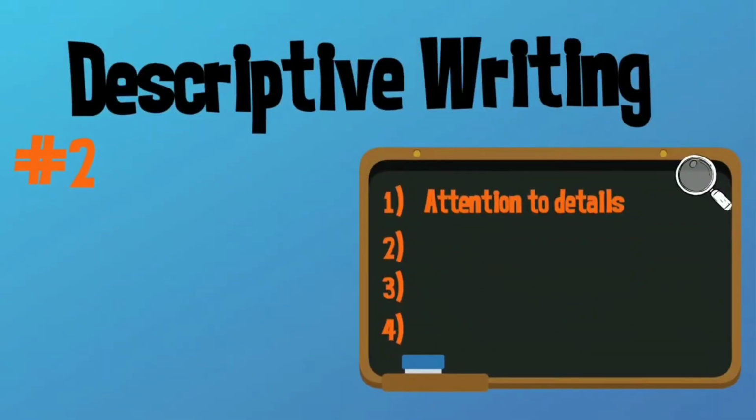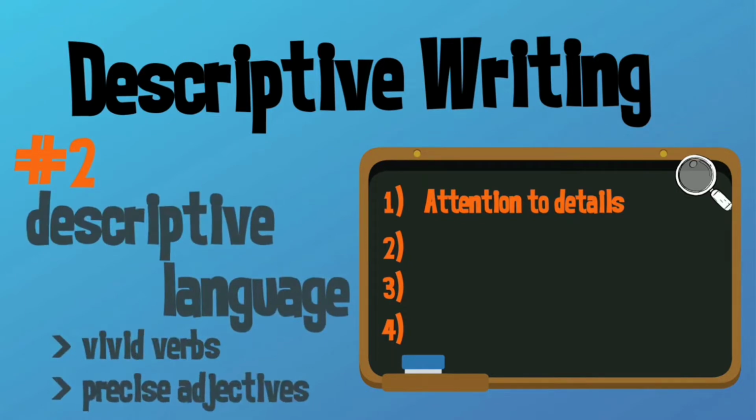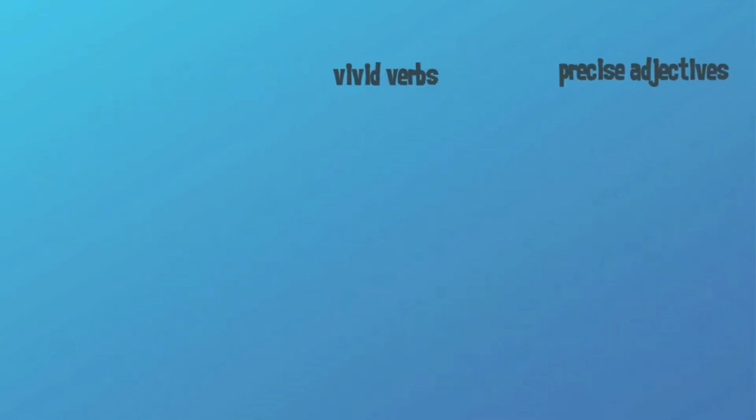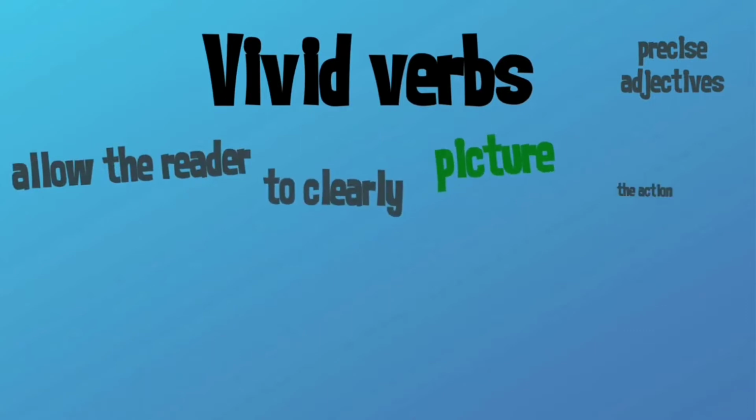Okay. The second component of strong description is descriptive language. We want to make sure we are using vivid verbs and precise adjectives. Vivid verbs are verbs that allow the readers to clearly picture what action is taking place. They are more interesting for the reader than the average verb.